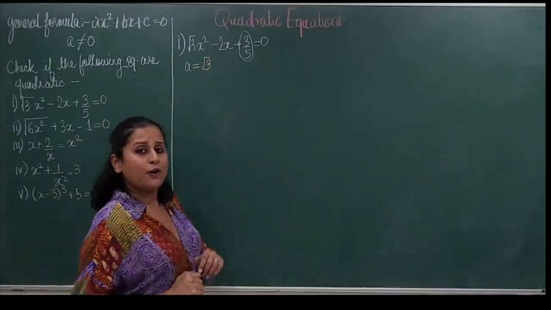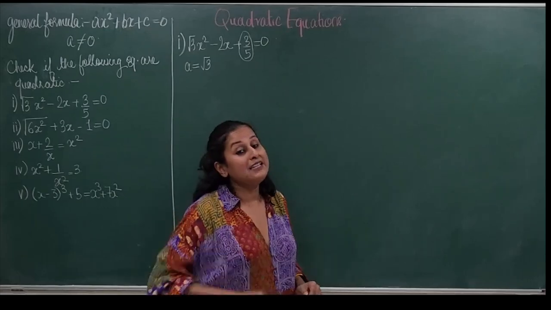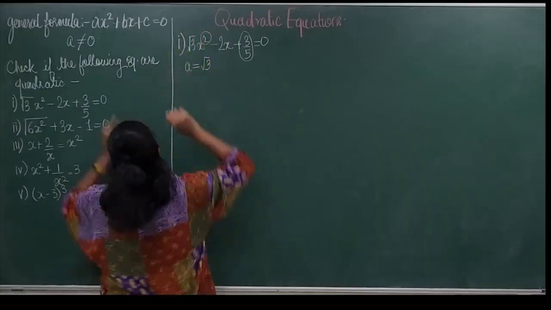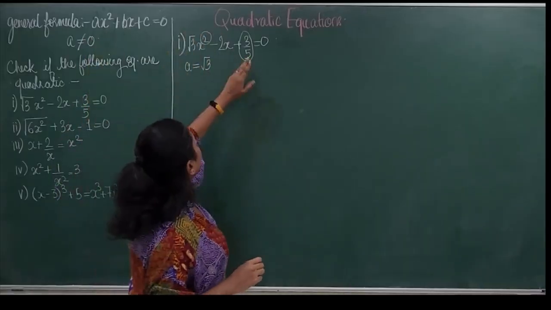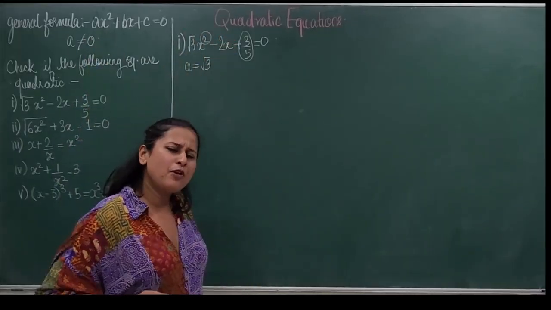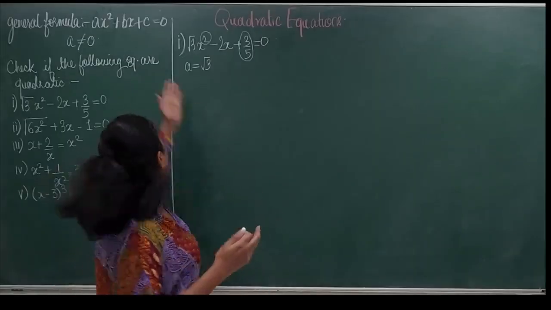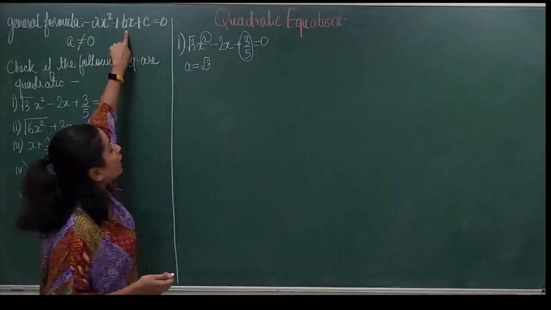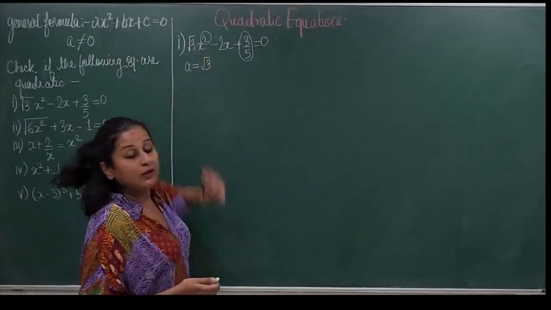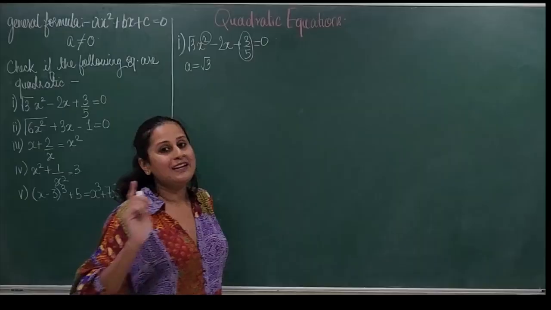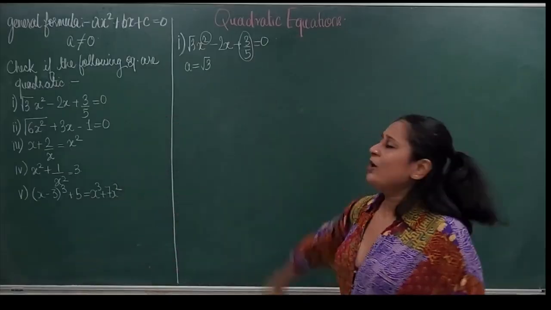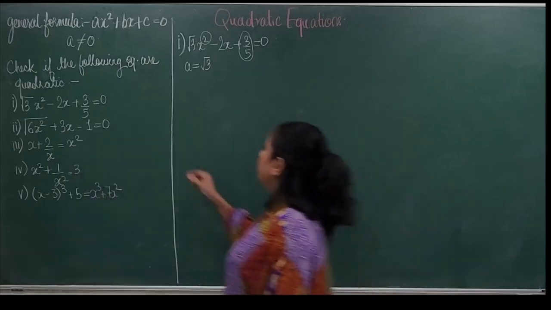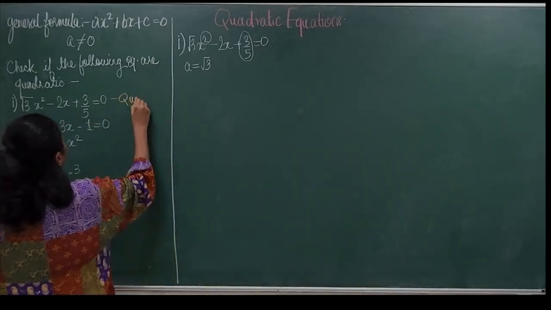Is the highest power of x 2? Is the highest index of x 2? Yes, it is 2. So in this case, this condition is also satisfied. What about the constant? Constant is 3 upon 5. It is a number, right? So it is a constant. You can take it as c. And minus 2 is the coefficient of x, which is also present over here. So upon comparing, I can directly say that yes, this is a quadratic equation. All my conditions are satisfied. So this equation is quadratic.